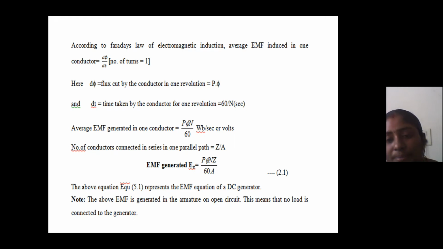Then we have to account for the number of parallel paths. That is, the number of conductors connected in series in one parallel path is equal to Z/A. So the EMF generated Eg is equal to PφNZ/60A. So this is the EMF equation.